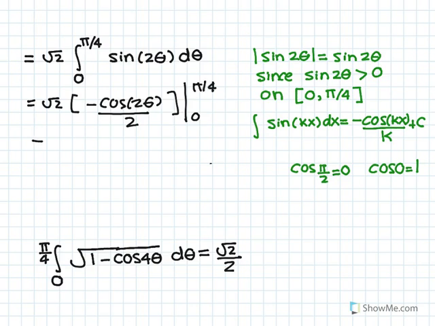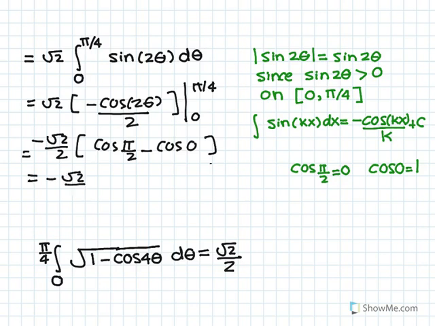Now let's rewrite this as minus root 2 divided by 2 times cosine 2 theta. So put in the upper limit and apply the fundamental theorem of calculus. We get cos of pi over 2 minus cos of 0. So what we get is minus root 2 over 2. What is cosine of pi over 2? That's cos of 90 degrees. Cos of pi over 2 is 0. What is cos of 0? Cos of 0 is 1. So when we simplify this, we get minus times minus, and we'll get root 2 divided by 2.